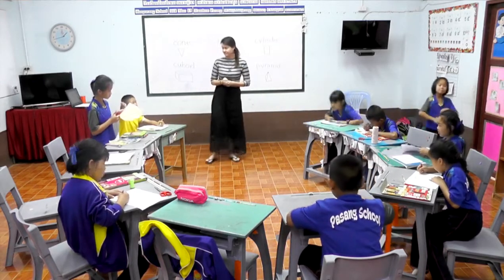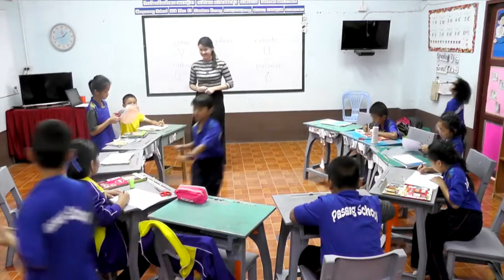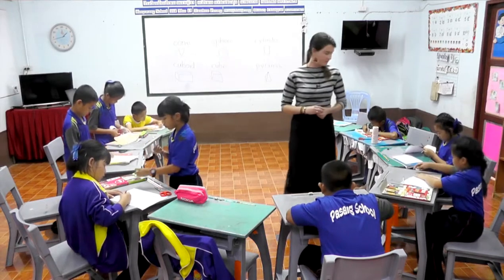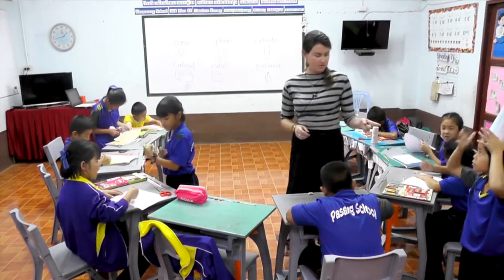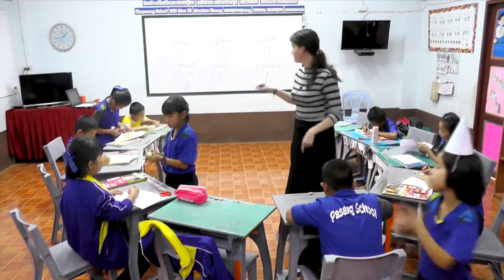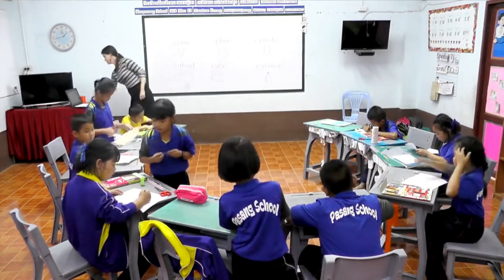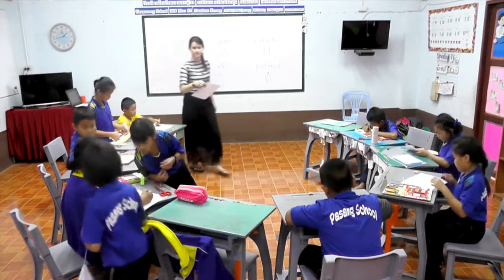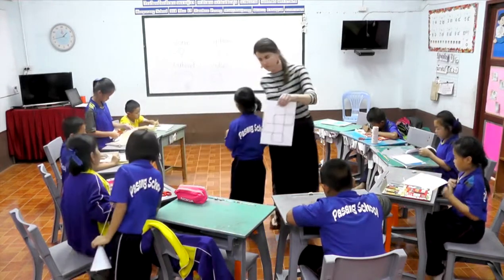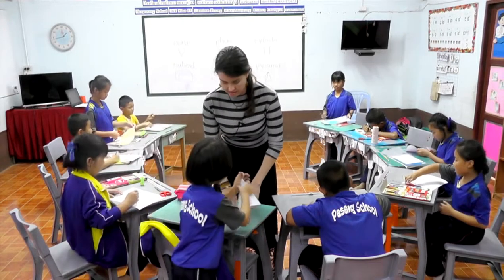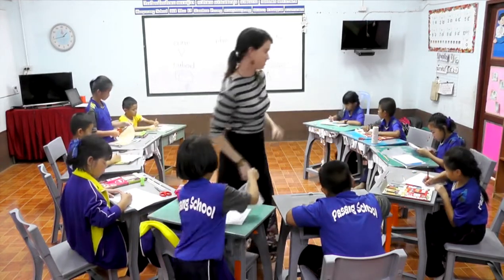You can do that one next if you want. Do you want to make a cube? Okay, here's the cube. Same thing. You only need to color the squares. You don't have to color these parts.